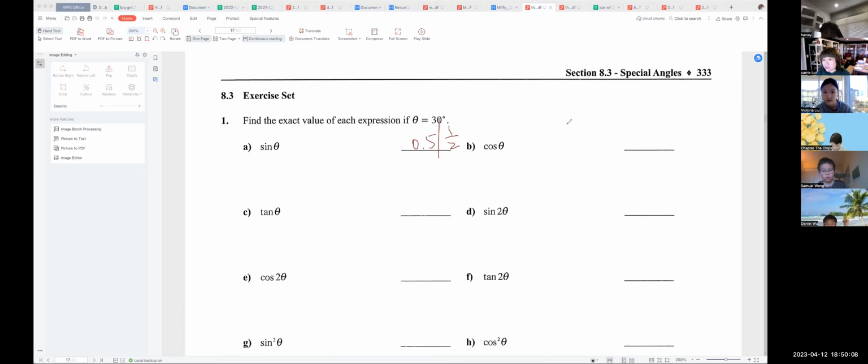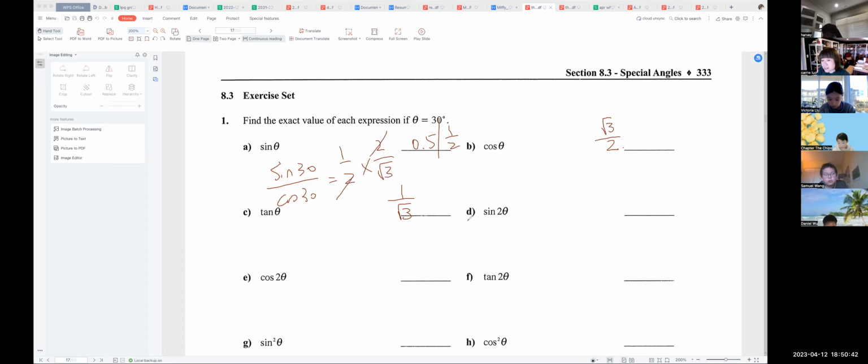Next, cosine theta, Samuel Wang. 1 over square root of 3. Oh, no, square root 3 over 2, right? Yeah, very good. Okay, tangent 30, 1 over square root 3. Very good. Because why? It's sine 30 divided by cosine 30. What if you forget? It's 1 over 2 times 2 over square root 3. So this one's good.